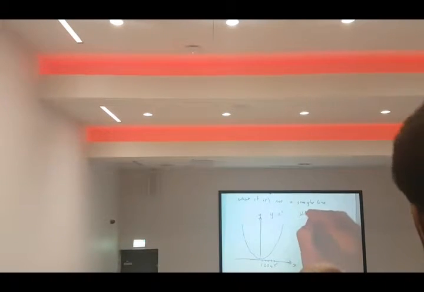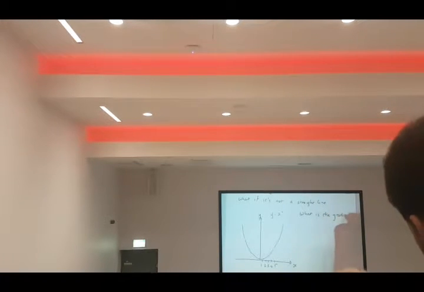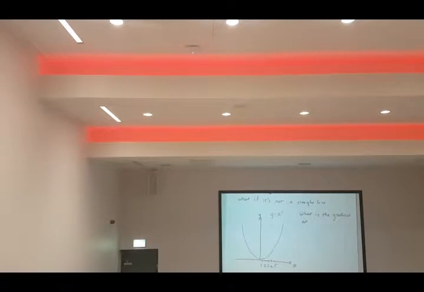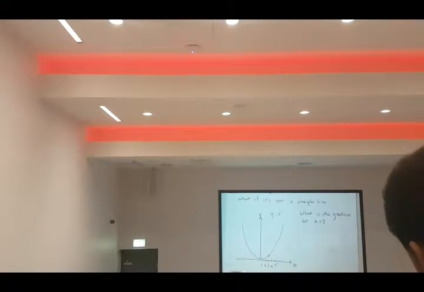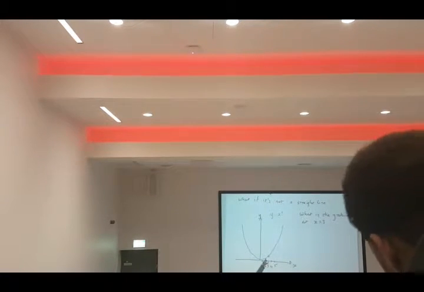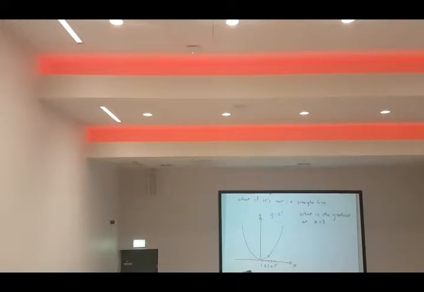If you wanted to know what is the gradient, what is the gradient? So, now the problem we have is that it's changing. The slope is changing. It's continually changing. And how can we find what that slope is?